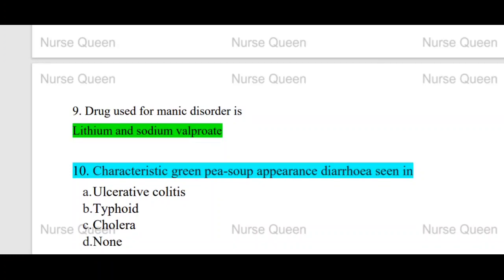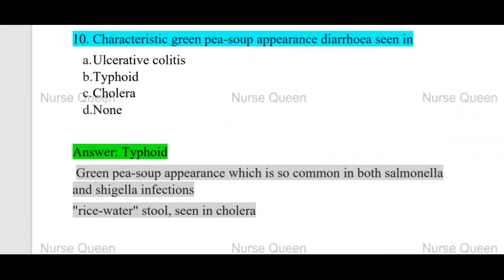Characteristic green pea soup appearance diarrhea is seen in, options: ulcerative colitis, typhoid, cholera, none. Pea soup diarrhea is seen in typhoid. Green pea soup appearance is common in both Salmonella and Shigella infection. Salmonella typhi causes typhoid. Rice water stool is seen in cholera. Okay, that's it.